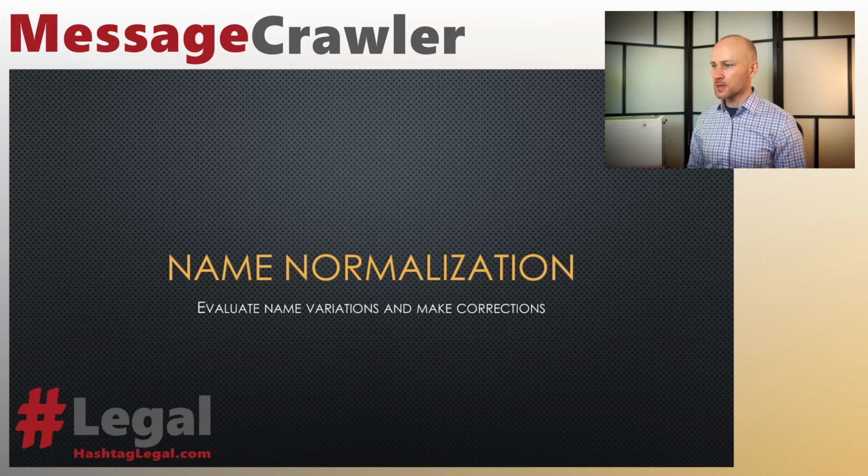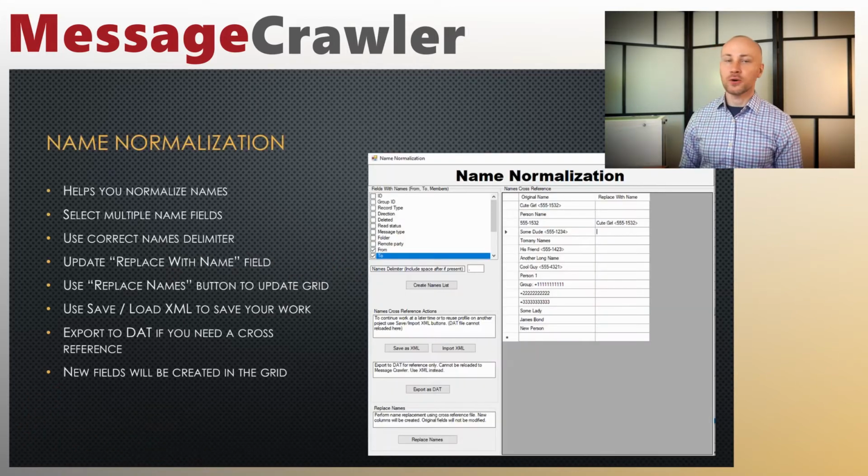In this video of Message Crawler Video Manual, we're talking about name normalization. What is name normalization? Well, you can take your DAT file or any data you have loaded to Message Crawler, and you can find every instance of every name, every spelling variation, every variation with the phone number, and so on. And what we can do with this tool is we can fix spelling issues, we can fix where we just have a phone number but no name. We can make various corrections to our names in the from and to fields and participants fields.